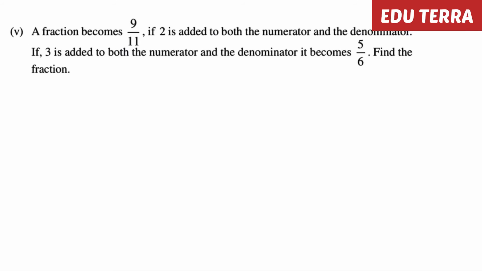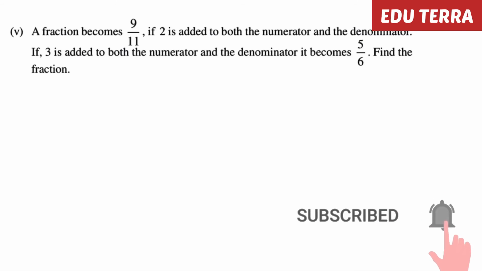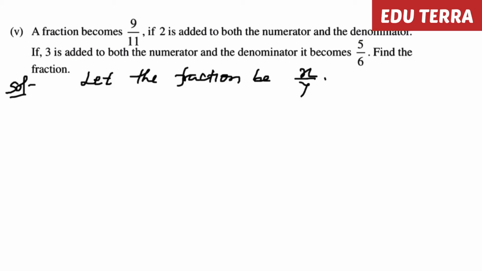Fifth part, a fraction becomes 9 by 11 if 2 is added to both the numerator and the denominator. You know, fraction means numerator upon denominator. So you have to add 2 in both, it will become 9 by 11. It is condition 1. If 3 is added to both the numerator and the denominator, it becomes 5 by 6. Find the fraction. Okay.